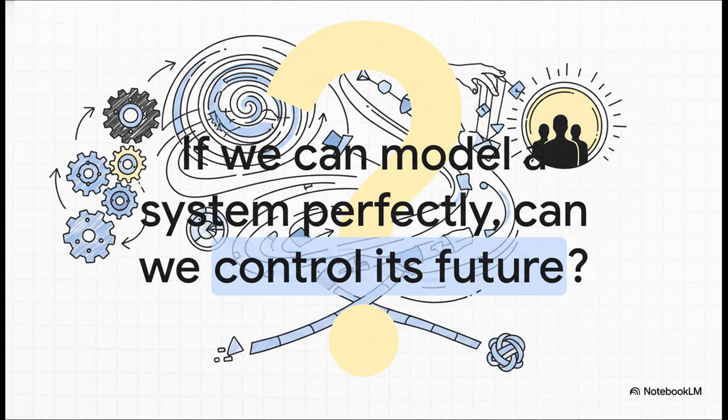These models give us this incredible power to predict how things will behave. But as our models get better and better, we really have to ask ourselves, where is the line between prediction and absolute control? Definitely something to think about.